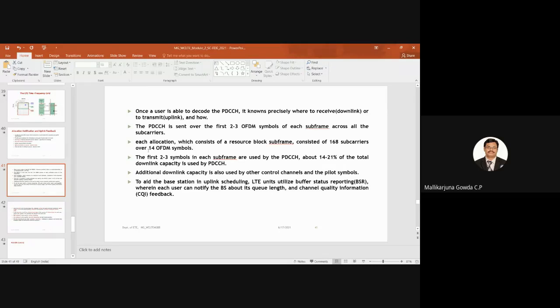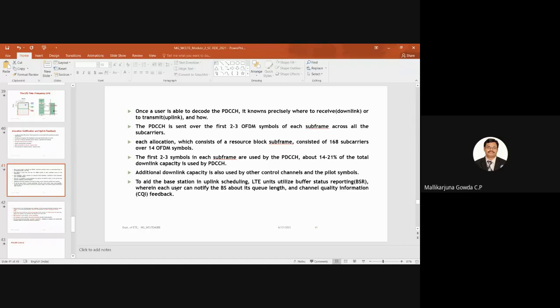The first 2 to 3 symbols in each subframe are used by the PDCCH. So around 14 to 21% of the total downlink capacity is used by the PDCCH. Out of 168, it will be of that percent. The additional downlink capacity is also used by other control channels and the pilot symbols. Let us see what those control channels and pilot symbols are, and for what purpose they are used, in the subsequent lectures.